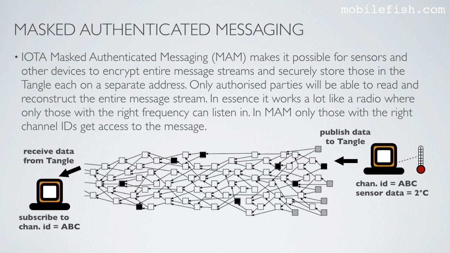IOTA Masked Authenticated Messaging, MAM for short, makes it possible for sensors and other devices to encrypt entire message streams and securely store those in the Tangle, each on a separate address. Only authorized parties will be able to read and reconstruct the entire message stream. In essence, it works a lot like a radio, where only those with the right frequency can listen in. In MAM, only those with the right channel IDs get access to the message. Sensor data is published to the Tangle on the channel ID ABC. To receive the sensor data from the Tangle, you need to subscribe to channel ID ABC.